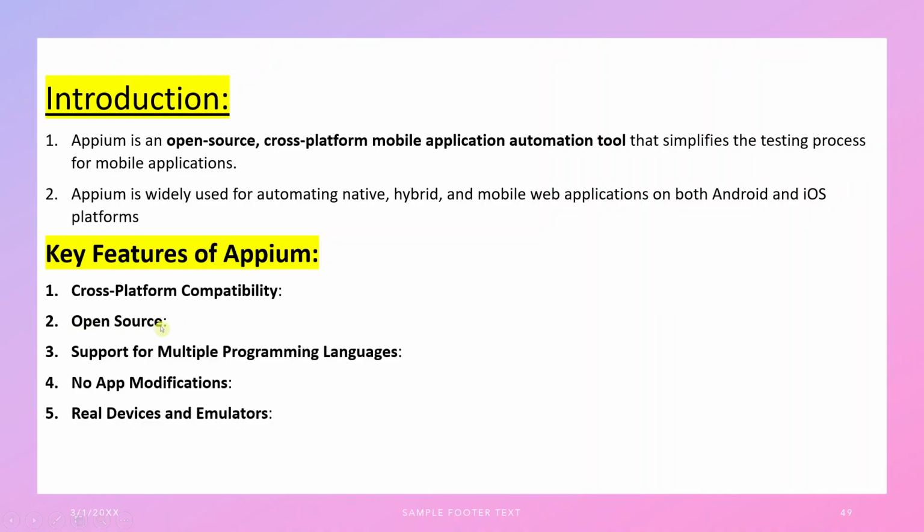Next is open source. APM is freely available to the developer community, that is, automation testers, with regular updates. We don't need any licensing, so it is free of cost. It supports multiple programming languages. As of now, APM supports Java, Python, Ruby, and JavaScript.